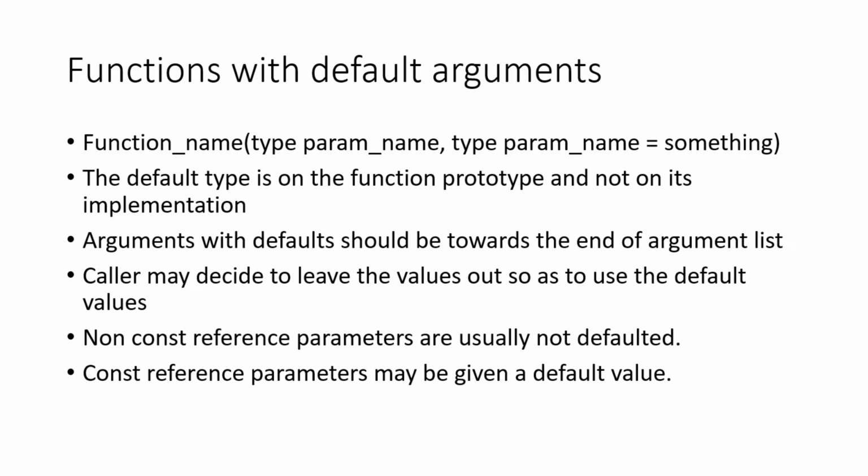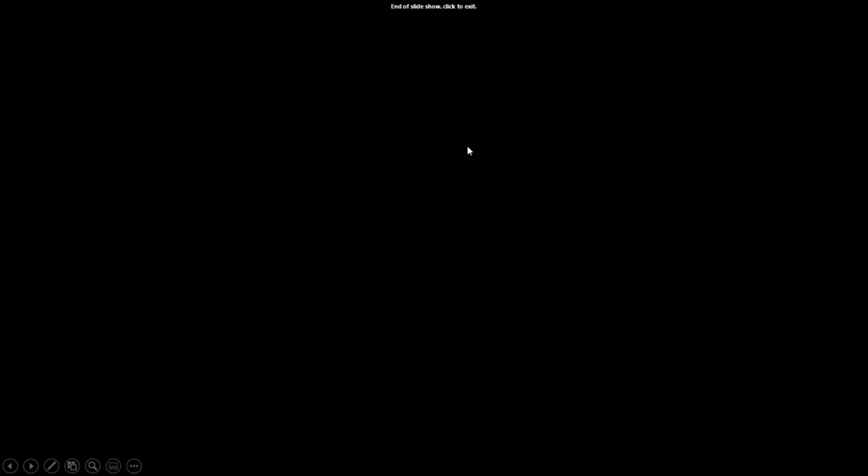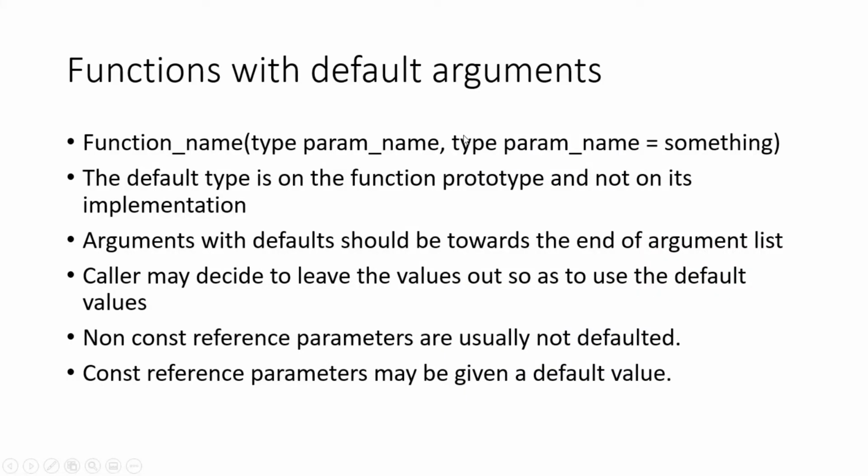The way you go about doing this is you can have a function that takes in different parameters, but some of those parameters you can give default values, okay? And the way you go about doing that is the return type, function name, the type, the parameter name, equal to something, okay? Just for the sake of simplicity, I've shown two parameters, and one of them is defaulted to something. So, for example, if it's an int number, you'll default it to 0.